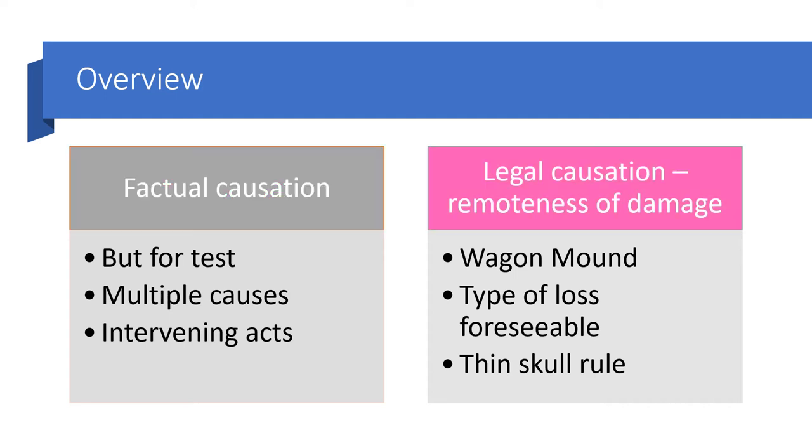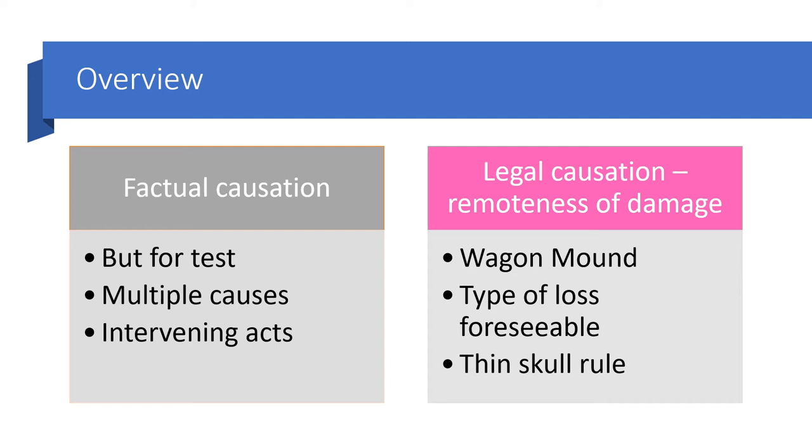But if the factual causation is established, we then need to consider legal causation. Now in essence, this is the idea of remoteness of damage. And we're going to look at the Wagon Mound here, because that was one of our key cases. It was a persuasive precedent from Australia. But of course, we've got the idea that if damage is too remote and too unlikely, then it's quite possible we shouldn't be liable for it in any negligence claim.